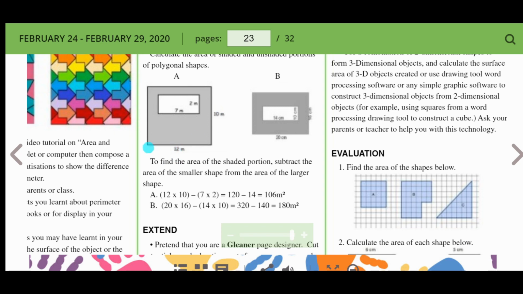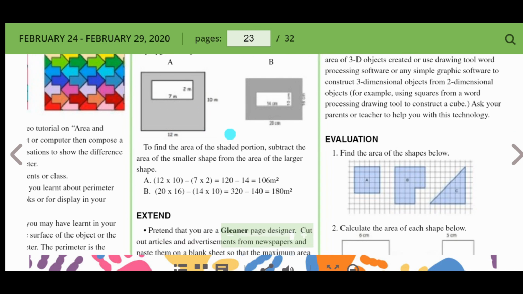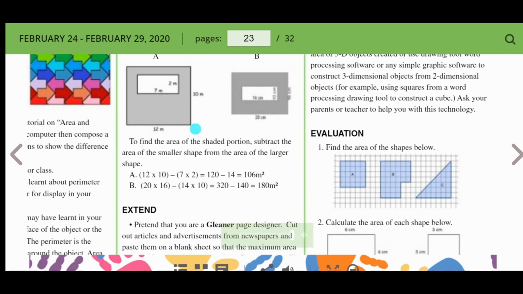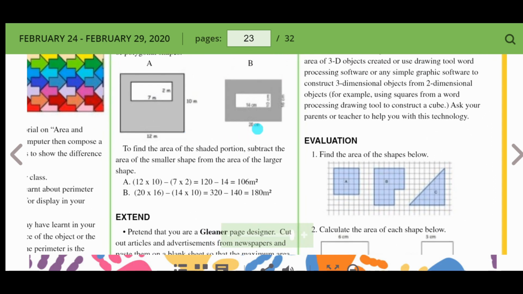But remember the properties of a rectangle. We're going to have two sides that are long and two sides that are short. And this side would be longer than this side. All right. So we have 12 and 10 here, and then 7 and 2 here. All right. Same thing here. We have 20 and 16. And then on the inside, we have about 14 and 10.